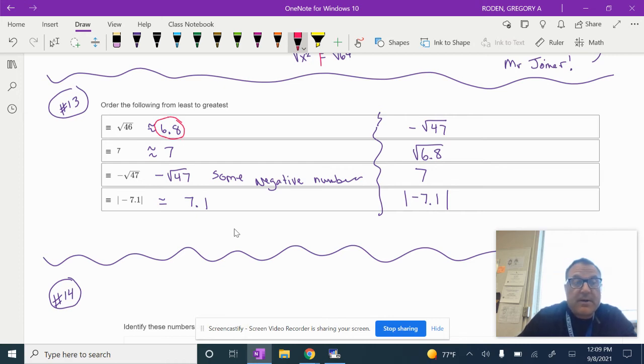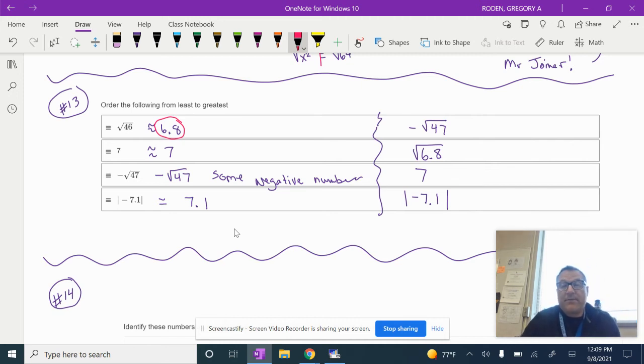Now, 7 is 7, right? The negative square root of 47, you know what? It's just some negative number. And I didn't really even figure out what negative square root of 47 is about equal to, because I see the negative on there. So I just call it some negative number, right? And then this means absolute value. These little lines right here. Absolute value always takes away the negative. So the absolute value of negative 7.1 is just 7.1.